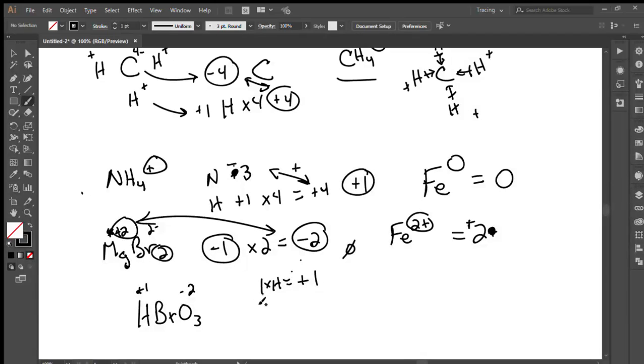Okay, we've got 3 oxygens. We know each one is -2, so that gives us a total of -6. We want to equal 0. So, if we take our -6 plus our 1, we end up with -5. We need a +5 to zero that out. So that means that bromine, in this case, has to have an oxidation number of +5. Hopefully this is relatively simple for you.